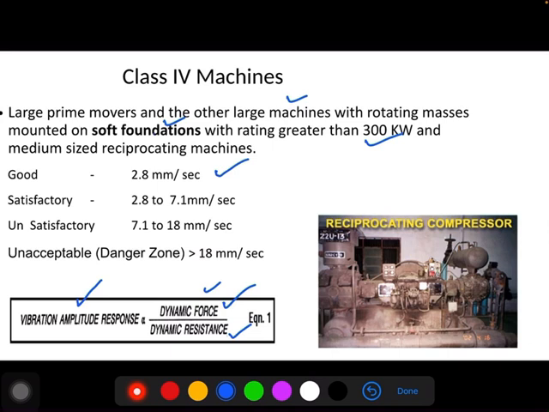In case of satisfactory, the vibration level is from 2.8 to 7.1. For unsatisfactory, 7.1 to 18, and the danger zone is more than 18 mm per second.